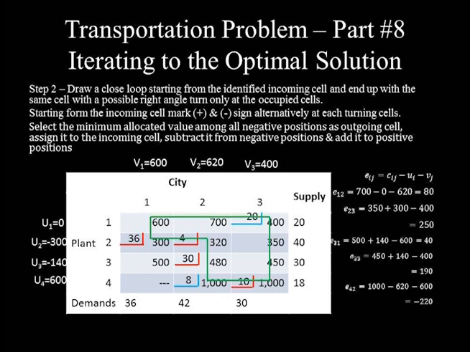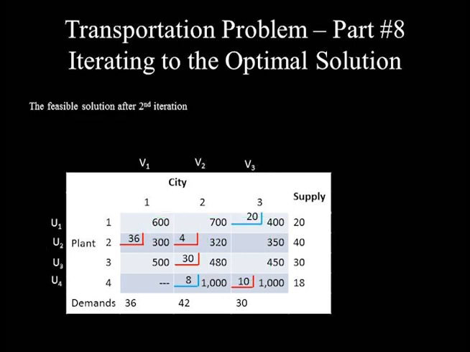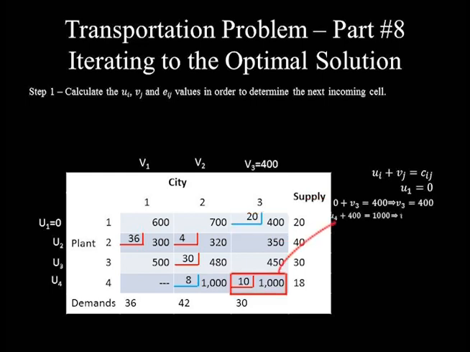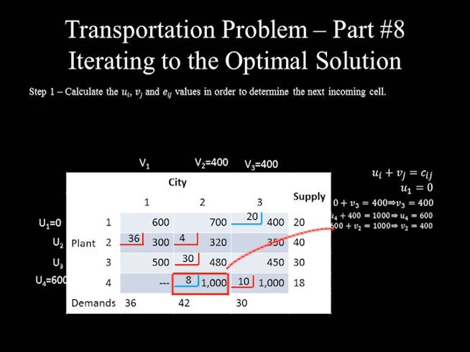In moving to the third iteration, let's calculate row and column indexes by using the formula row index, that's U sub i, plus column index, that's V sub j, is equal to unit cost, that's C sub ij, given that row 1 index is equal to 0. 0 plus V3 is equal to 400. This implies V3 is equal to 400. U4 plus 400 is equal to 1000. This implies U4 is equal to 600. 600 plus V2 is equal to 1000. This implies V2 is equal to 400.